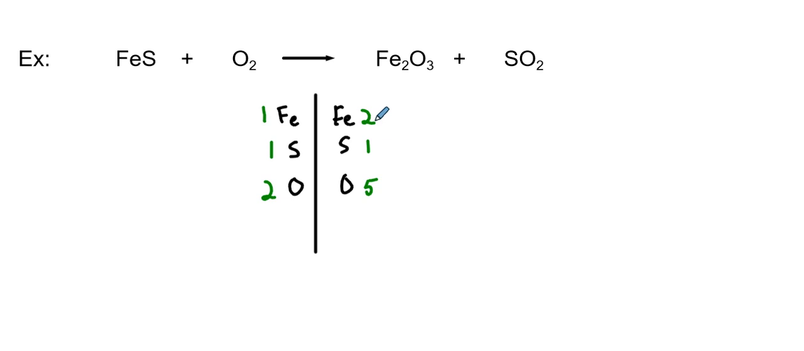We're going to try the iron first, so I'll put a 2 in front. 2 times 1 is 2. And that's also going to update my sulfur. So that messed up my sulfurs because they were 1 and 1 and now it's 2 and 1. So now I need to go over here and put a 2 in front here so that it's 2 sulfur. Of course, that changes my oxygen as well, makes it 4 plus 3, which is 7.